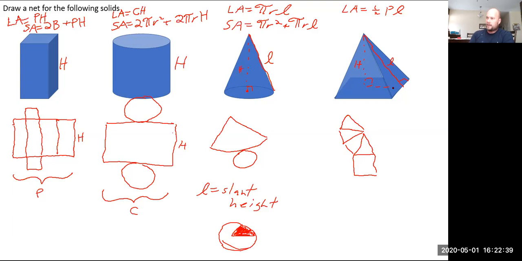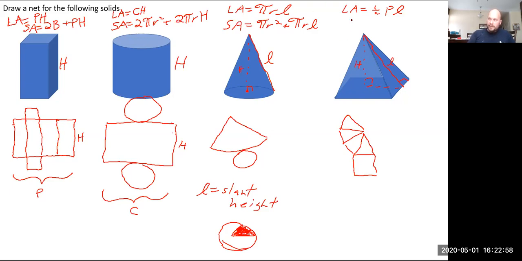So again, other thing to note here, for this shape, the height and the slant height, if you connect the two, it will always make a right triangle. So you might have to do things like Pythagorean theorem in order to solve for a missing piece. Keep that in mind when we do some problems later on.